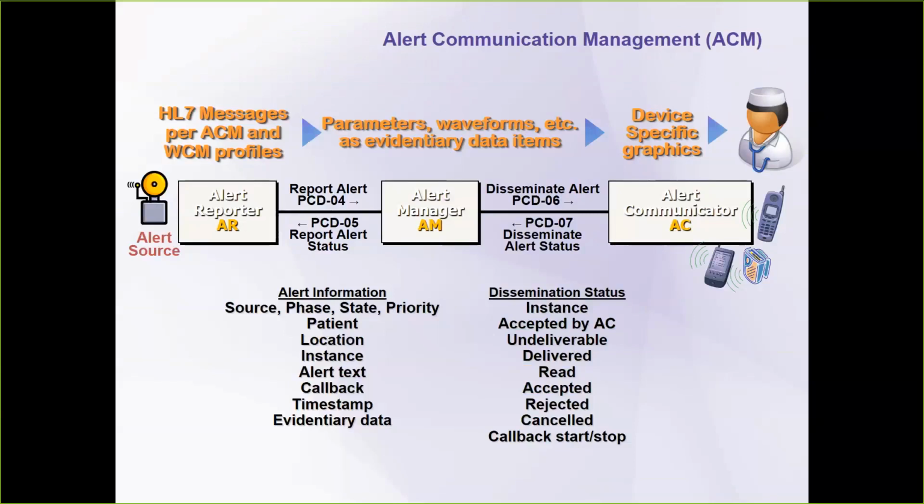The alert reporter detects, synthesizes, and generates a notification based on the patient conditions at the time, being directly connected to the patient. The alert manager receives, filters, and directs the notification based on the content in the PCD04 message delivered from the AR actor. The AM will use its own configuration or information extracted from the message the AR actor delivers to determine what staff roles, groups, or individuals should receive a notice of the event.